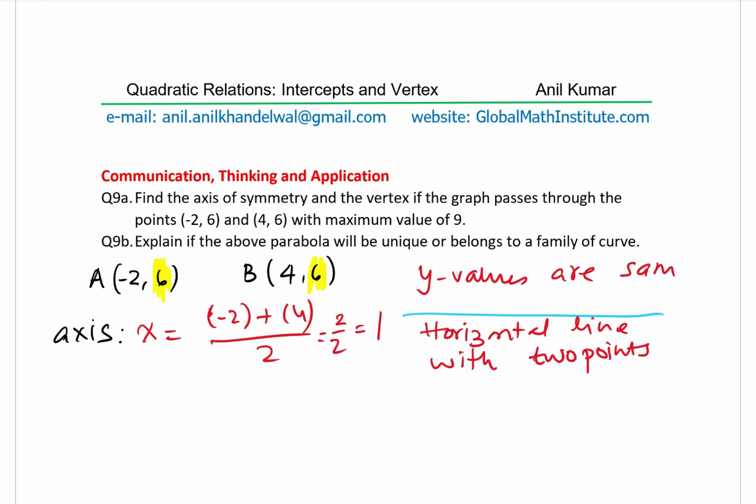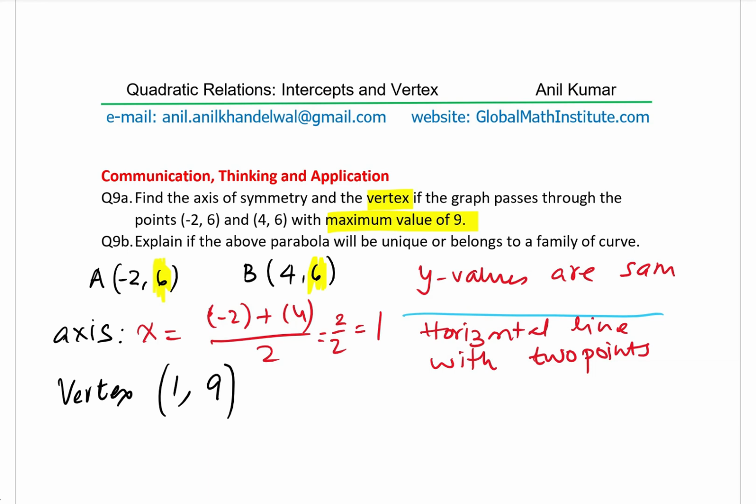And now we have to find what? We have to find the maximum value. We are given a maximum value of 9. We have to find the vertex. So the vertex will be at 9 and the axis. So the vertex here is 1 and 9. That is the maximum value.